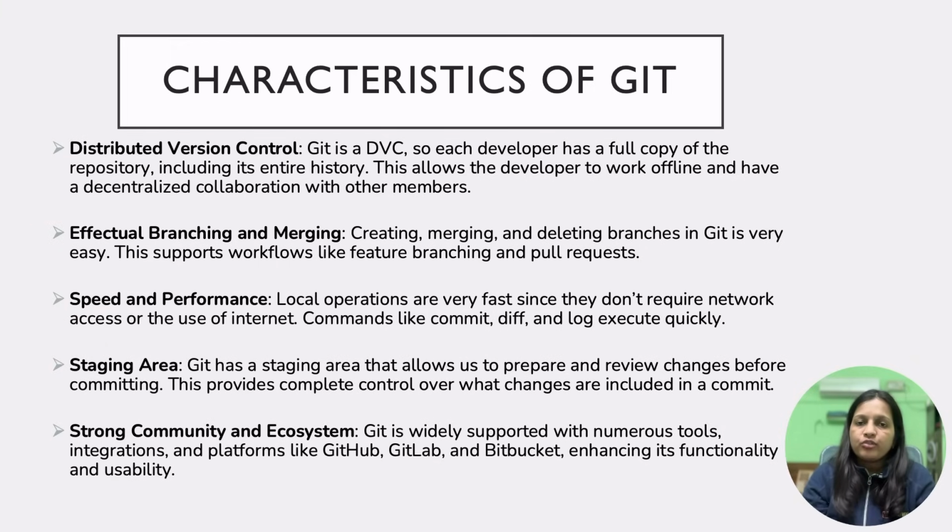So if at any point of time you think, okay, I'm not ready to commit this and I want to add a few more things to it, then you can add more things, and then you can commit the file. So it's more like a staging area that allows us to prepare and review changes before committing the file. This provides complete control over what changes are included in a commit. You can check whether you are ready to do that, and if so, go ahead and commit. If you are not, then revert and add whatever you want to add.